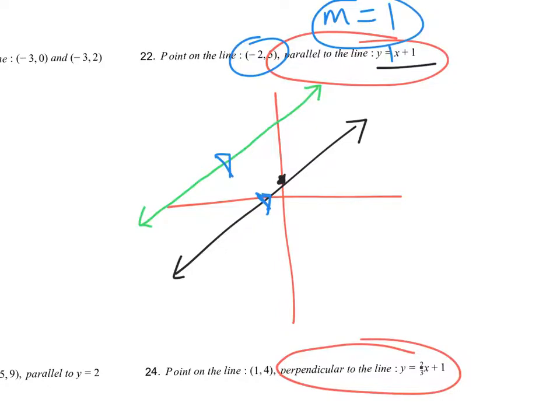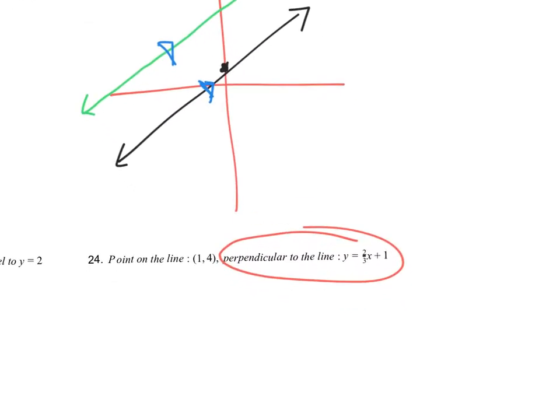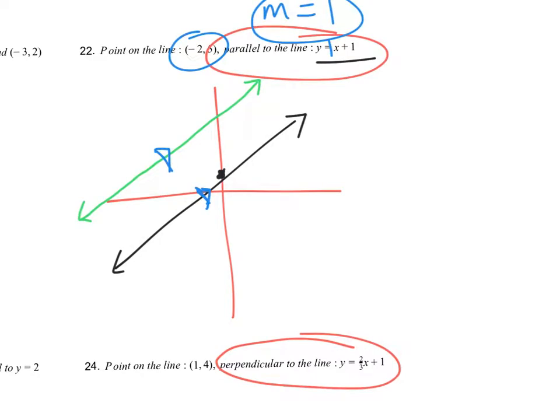Then, what if it's perpendicular? So going back to geometry again, I'm actually going to use this same graph. Let's use a different color though. Let's use yellow.